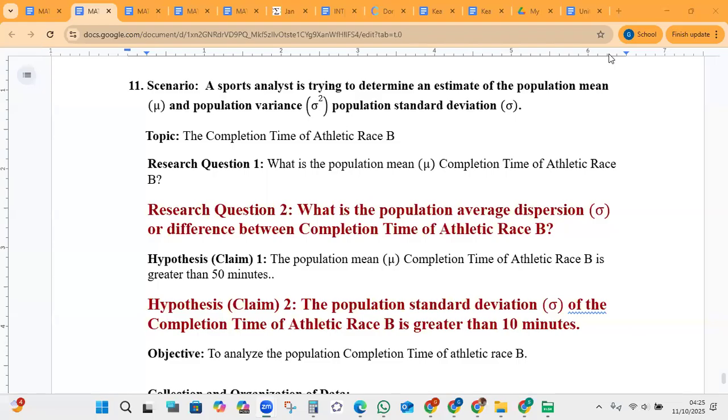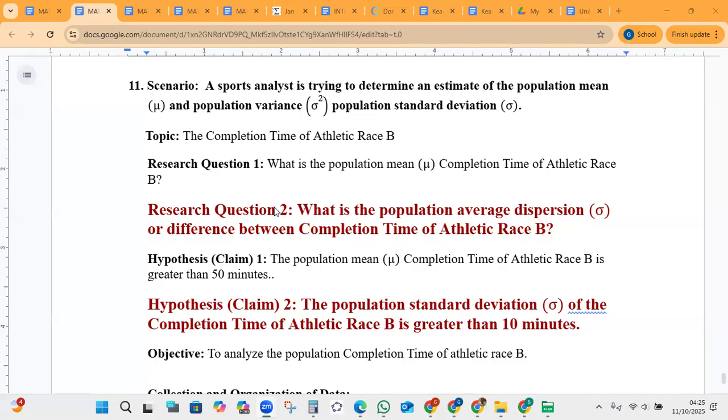In this video, we are going to discuss number 11, specifically research question number 2. It's a scenario which involves a sports analyst who is trying to determine an estimate of the population mean, mu, and the population variance, sigma squared, and the population standard deviation, sigma. In the previous presentation, we already calculated an estimate for the population mean. So now we are going to calculate an estimate for the population standard deviation.